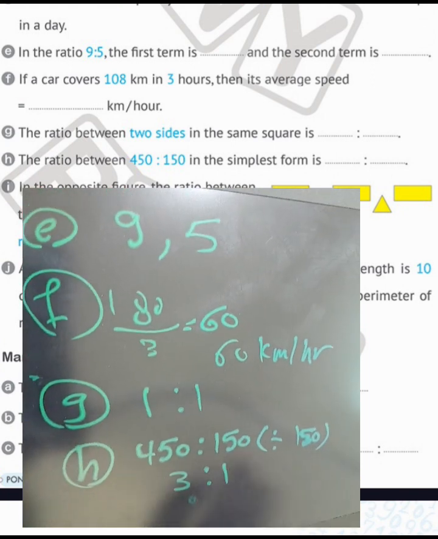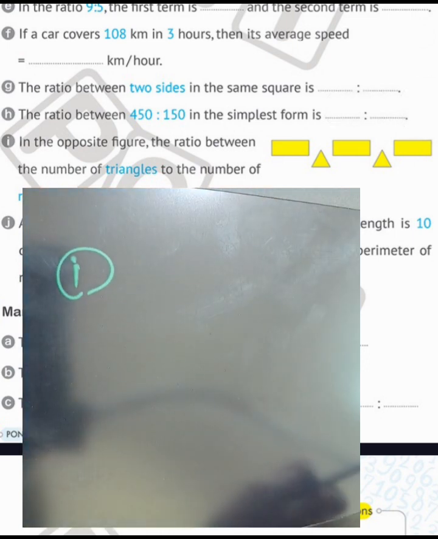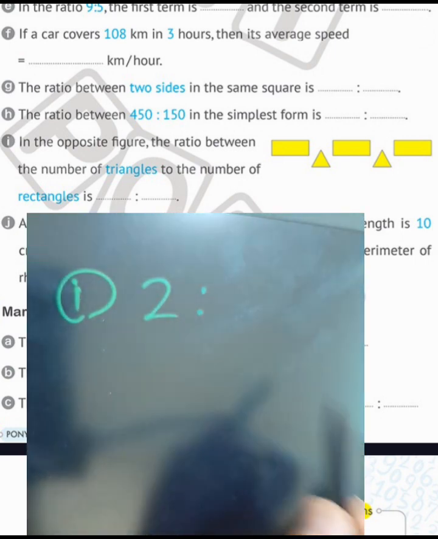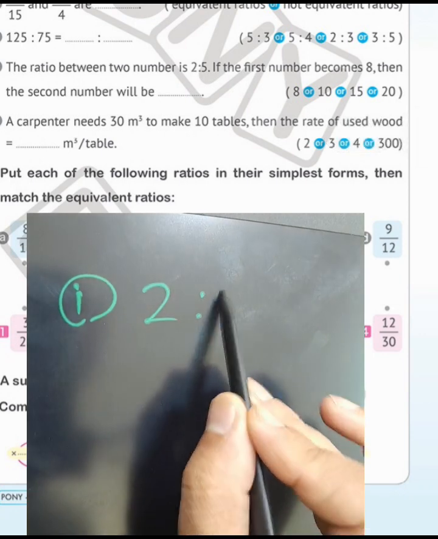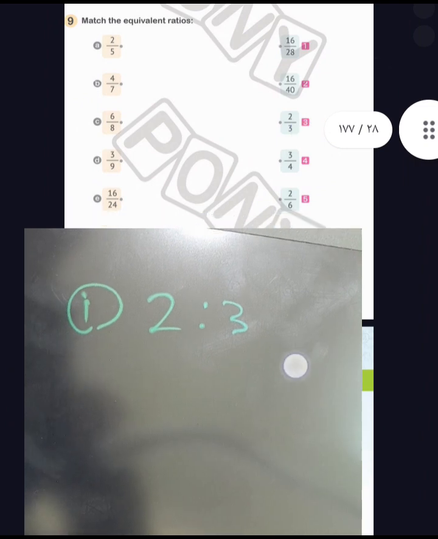Okay. Next example, question I. In the opposite figure, the ratio between the number of triangles to the number of rectangles. We have how many triangles here? 2 triangles. And rectangles, 1, 2, 3. 3 rectangles. The ratio will be 2 to 3. Okay. Understood?